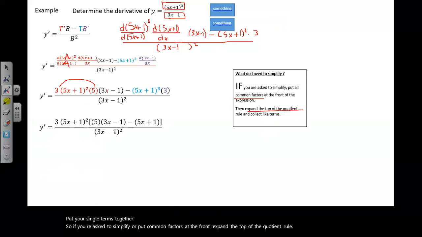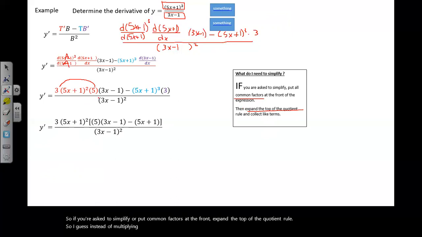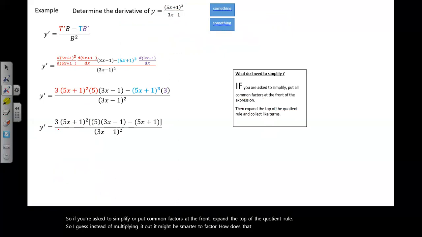So I guess instead of multiplying it out, it might be smarter to factor. How does that look? Let's see what we can do. Are there any common terms we can look for? Because there's a common term of 3 and 5x plus 1. Okay, there's a 3 here and a 3 here, so we can pull that out. And 5x plus 1 squared, 5x plus 1 cubed, we can pull out 2 of them. That's smarter than just expanding, isn't it?